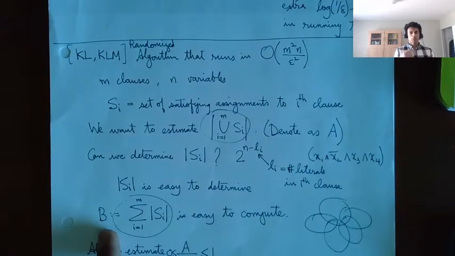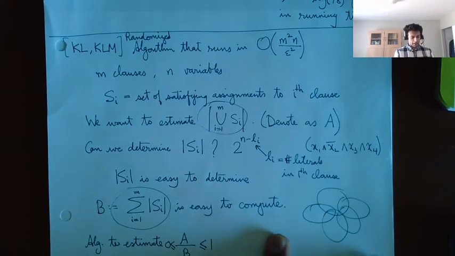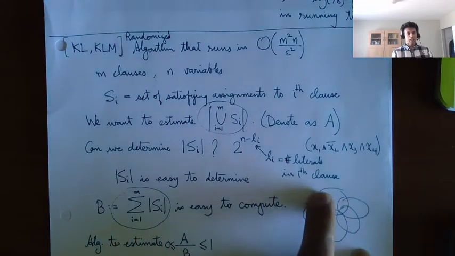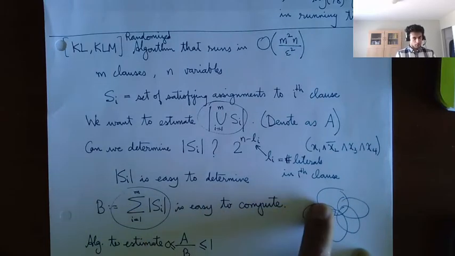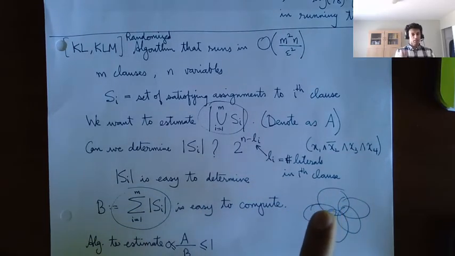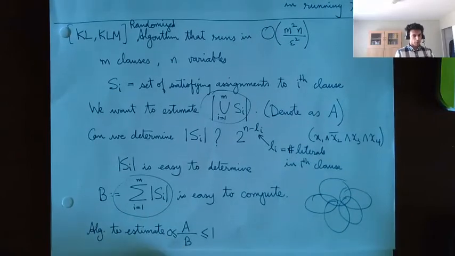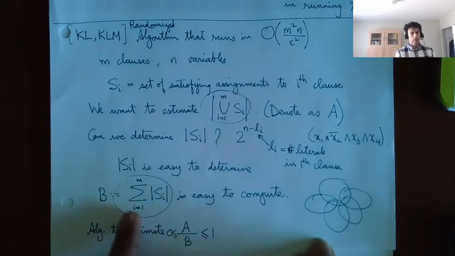Now we abstract this problem out. We have a collection of sets. We know the size of each set, so we can compute the sum B. And we want to estimate the size of the union. We want an algorithm that would estimate A divided by B, which is the fraction. Once we estimate this fraction accurately, we can multiply with B and get an estimate for A. And the trick here is to use some kind of importance sampling.